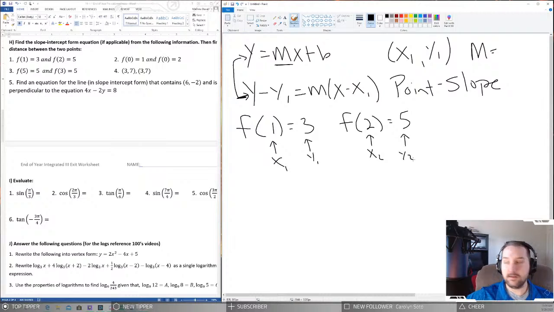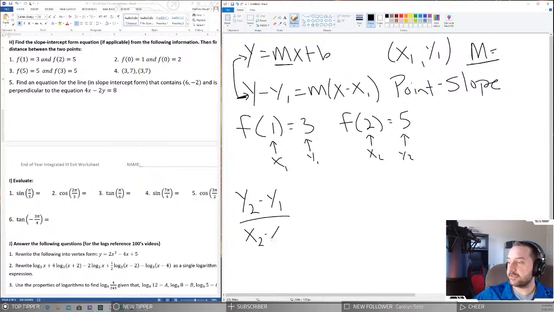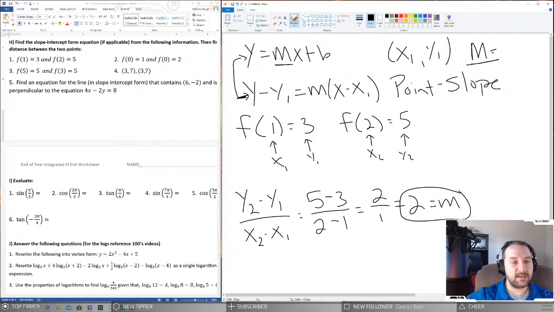If you plug in this x value, you're going to get this y value. There's my second point. So to find my slope, y2 minus y1 over x2 minus x1. You're going to get 2 over 1, which is 2. So this here, that is my slope.